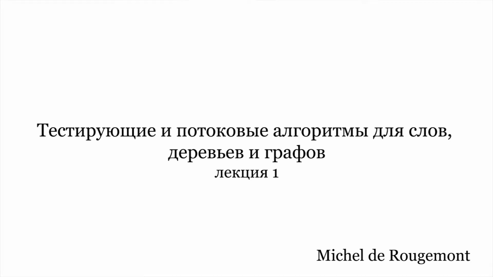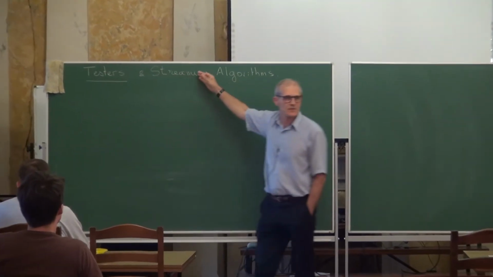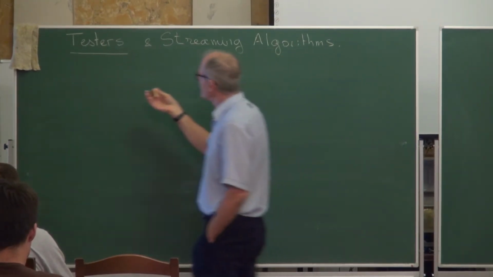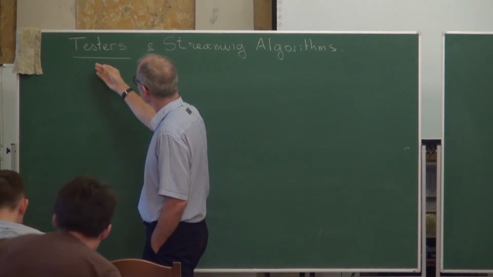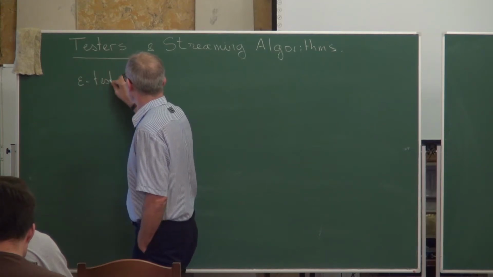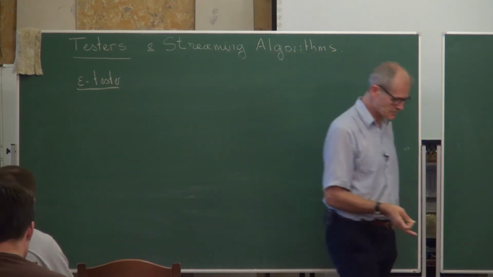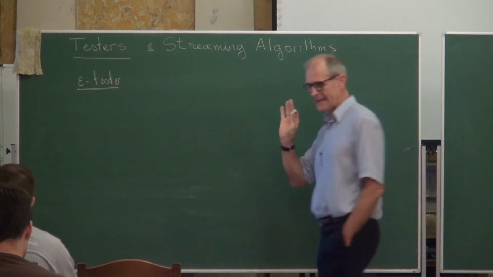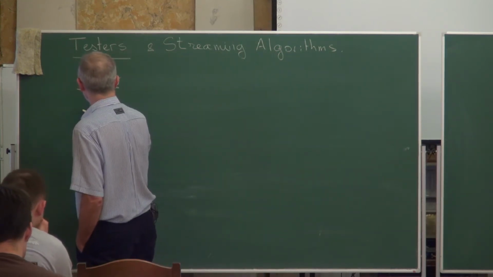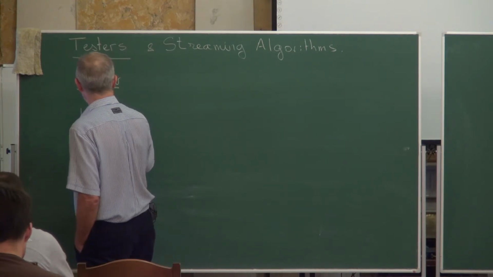Okay, I'll be talking about testers first, and then I'll show you the very natural connection to streaming algorithms. I'll first review the basic definition of what is an epsilon tester, and then what is a testable property in general. Then the plan is to first study a very famous tester, which is a tester for linear functions.